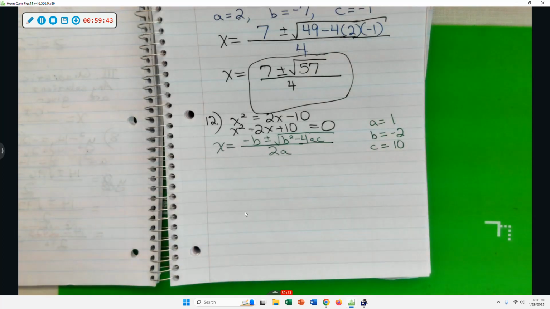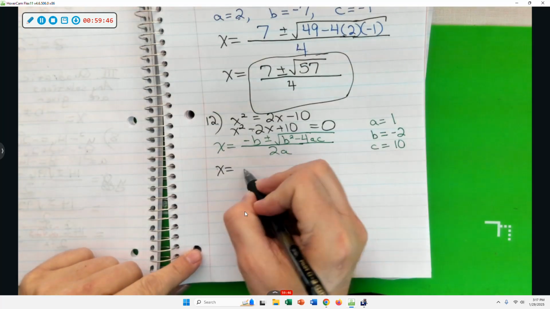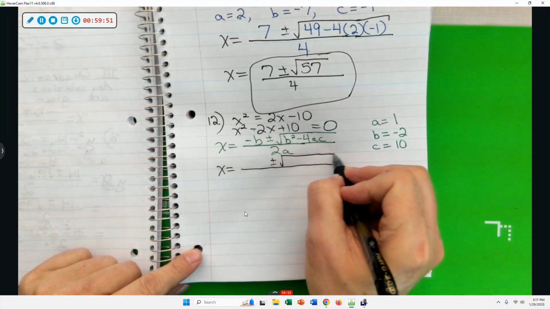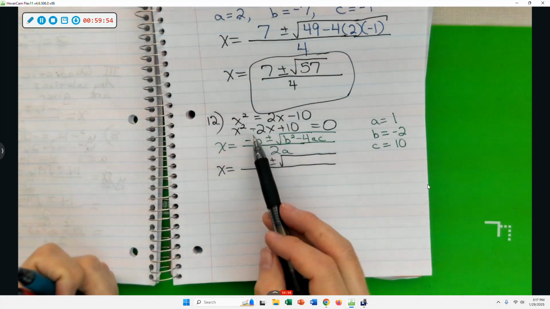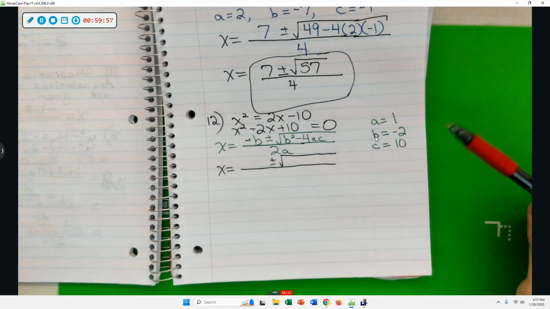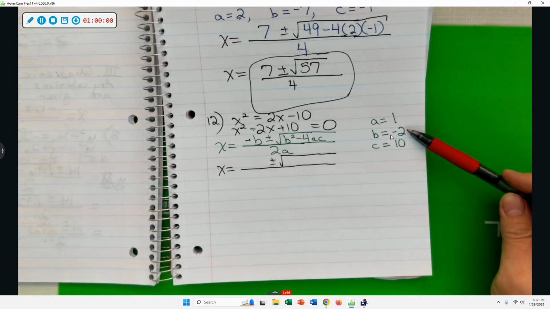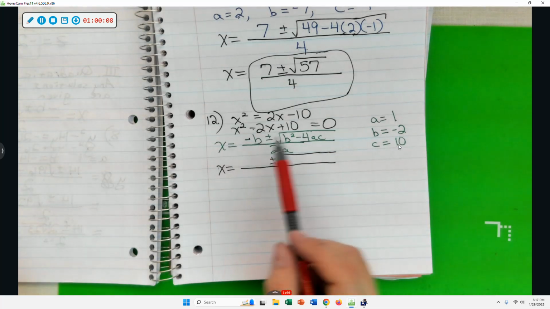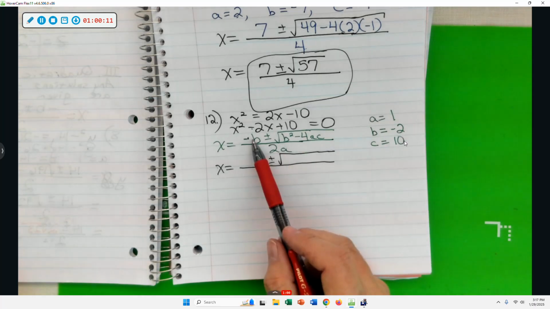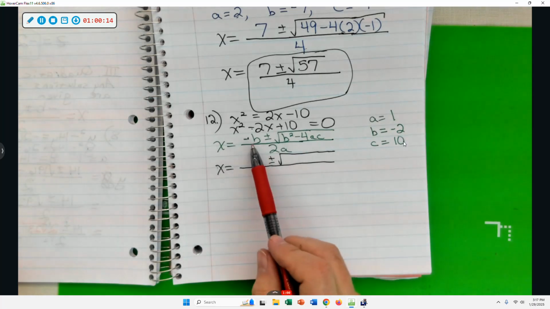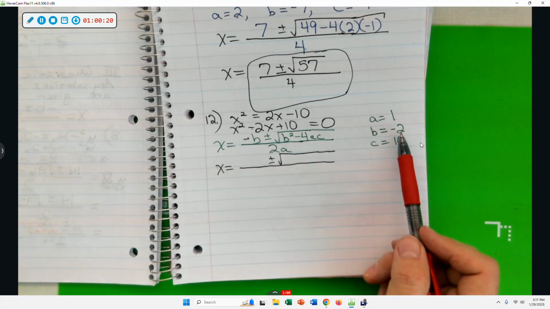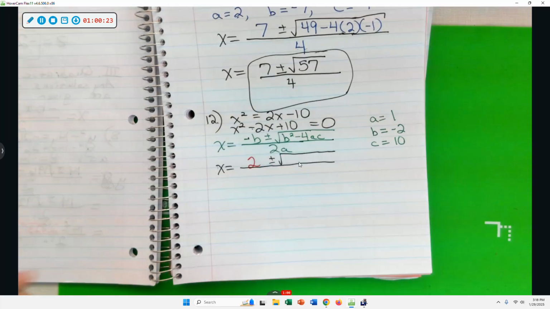Let's start plugging in now. Negative b. It seems like b is negative in every example we're doing. And then when we change the sign, it becomes what? It'll become a positive 2. Eventually, we will have some where b starts off positive, and when you make it negative, you have to add on that negative sign. This negative b is just saying change the sign on b. Here b is negative, so we're making it a positive.